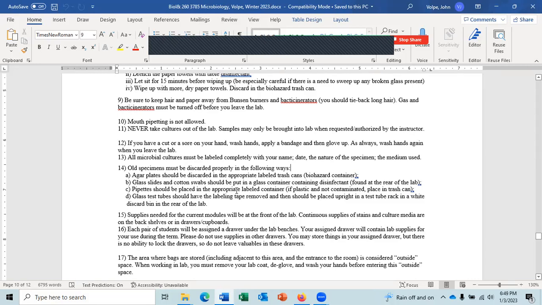Pipettes go in the pipette container. Glass test tubes go in a rack in the place for test tubes, and those would be autoclaved and then washed and reused. The slides too would be sterilized. I don't know how, I guess they put them in bleach, and then they're washed and will be reused. The cover slips are not reused and they would be discarded. They'd be sterilized and then discarded.